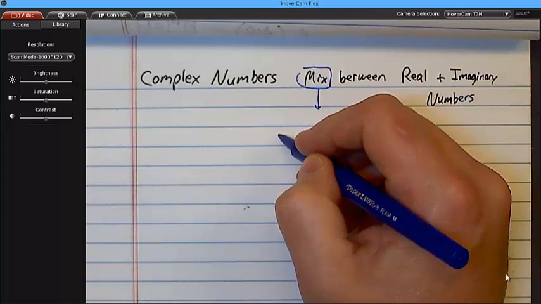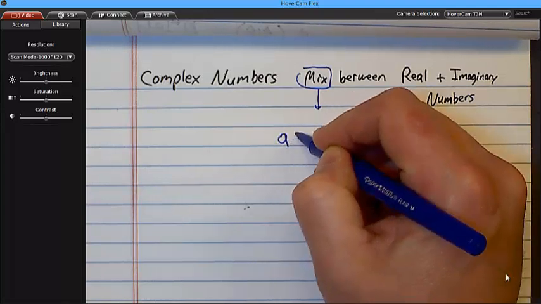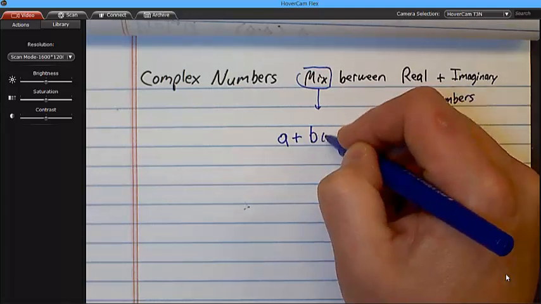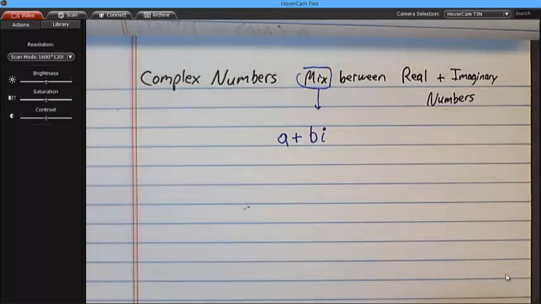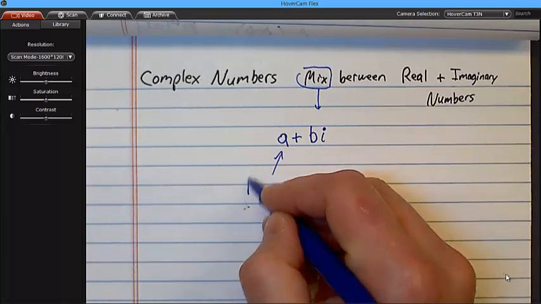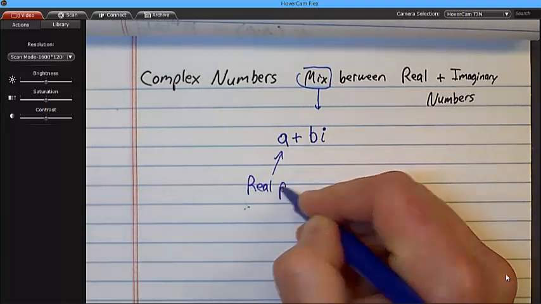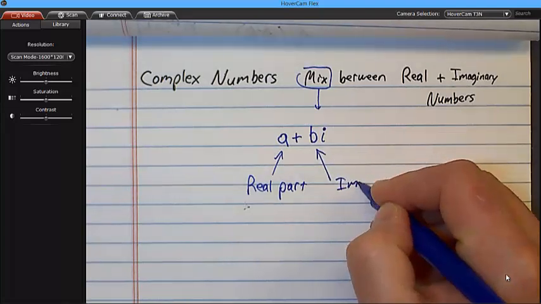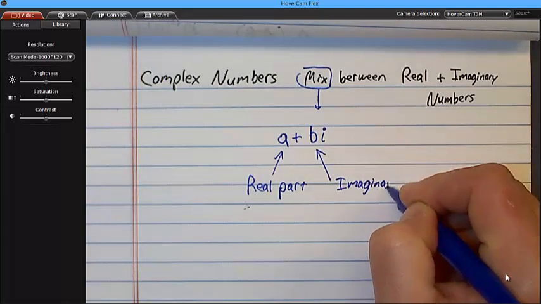So we're going to write the number of the form a plus bi, okay? And here, a is going to be called the real part, and b is going to be called the imaginary part because it's next to the i.